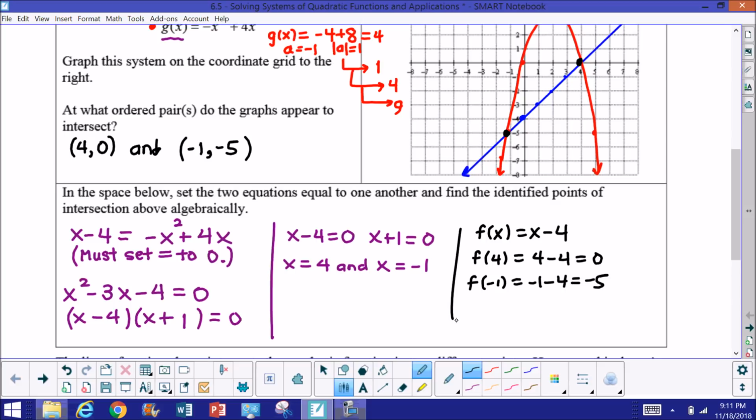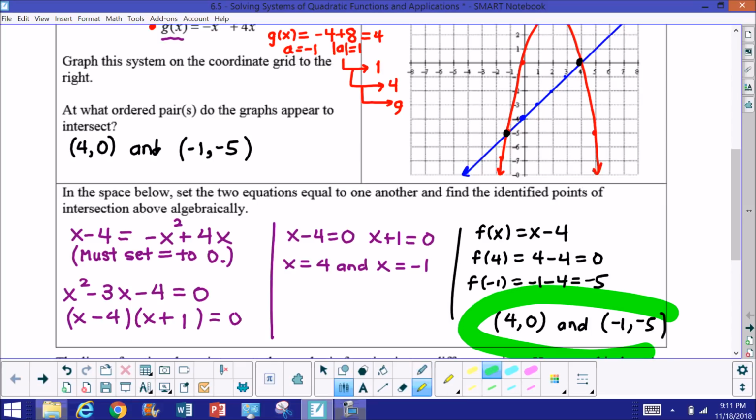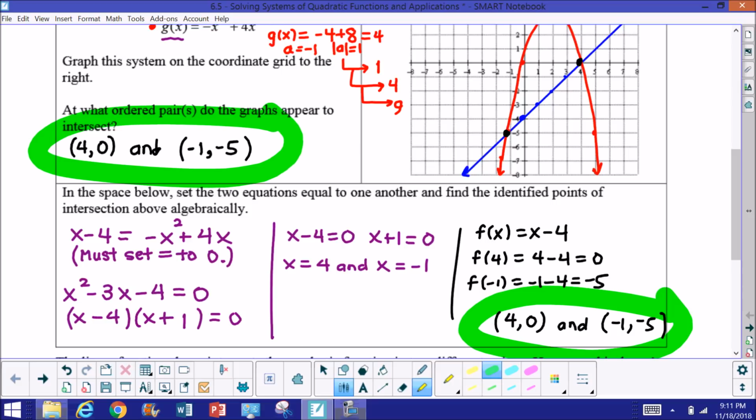So then you could just pair up those coordinates. The x that was 4 corresponds with the y that was 0, and the x that was negative 1 corresponds with the y that was negative 5. And what do we see? We see that we have the same answers from our graphing approach.